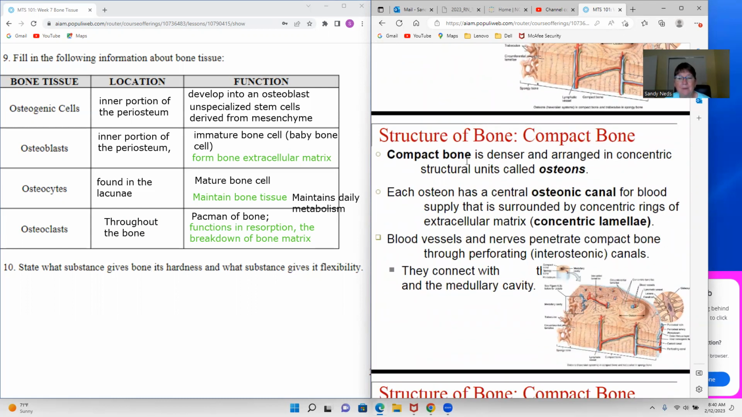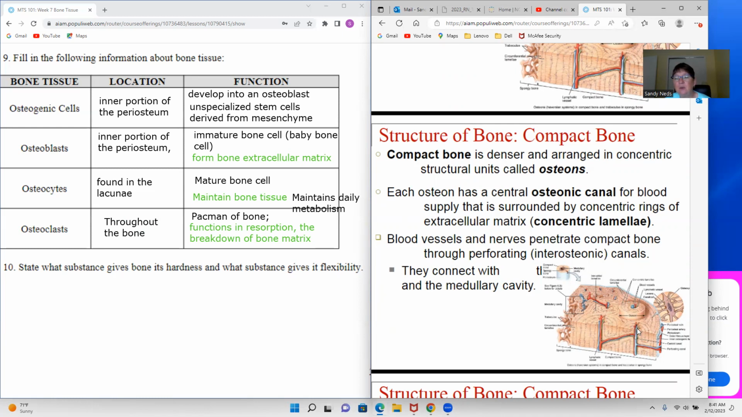So compact bone is dense, very dense. And it's arranged in concentric units. And we said this already, these concentric units are called osteons. And each osteon has a central canal for blood vessels and nerves and lymph.